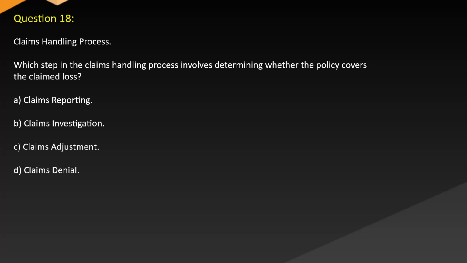Question 18. Claims handling process. Which step in the claims handling process involves determining whether the policy covers the claimed loss? A. Claims reporting. B. Claims investigation. C. Claims adjustment. D. Claims denial.